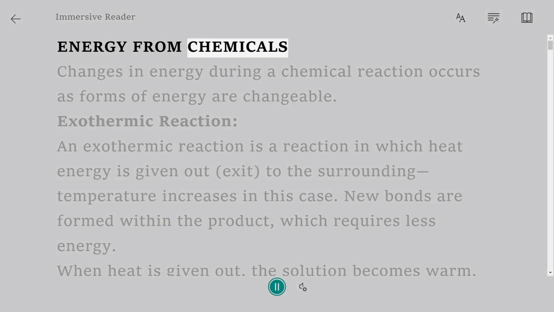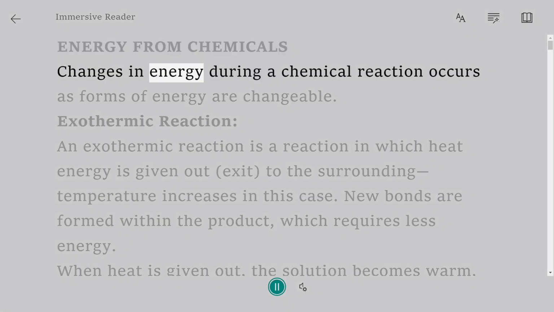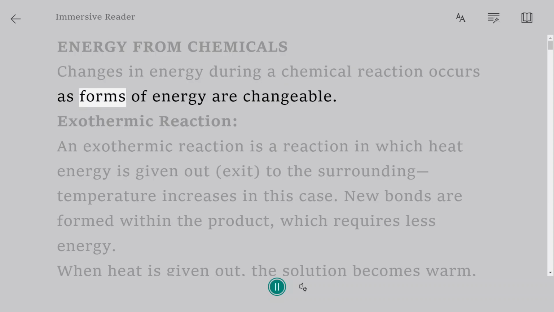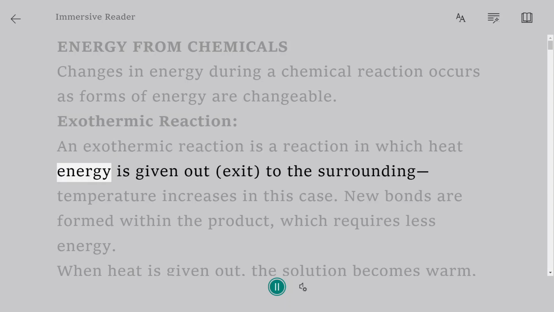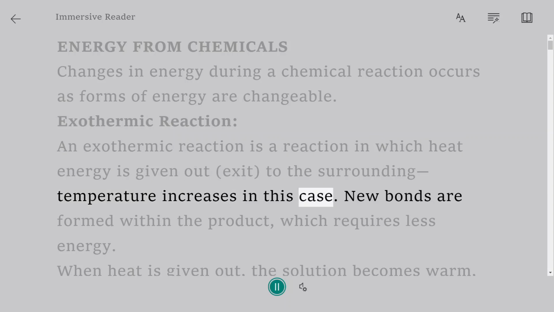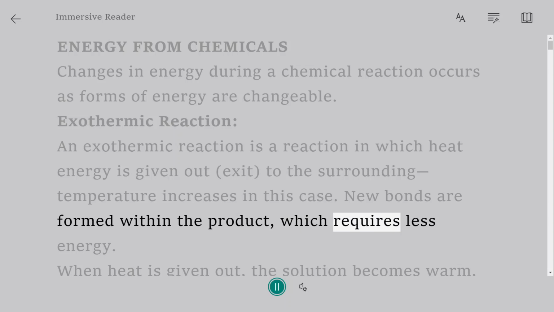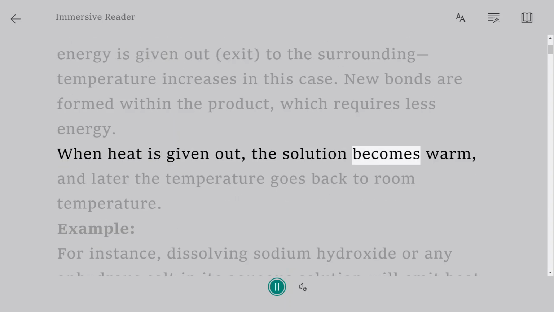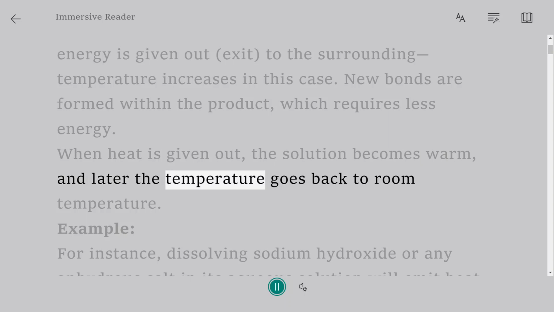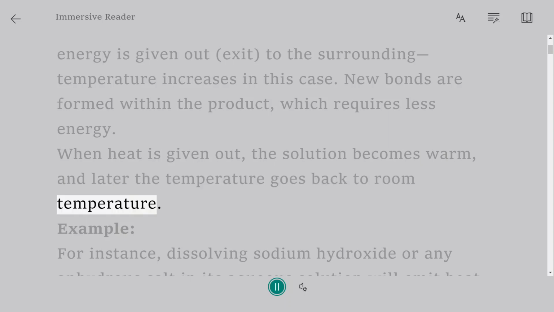Energy from chemicals. Changes in energy during a chemical reaction occur as forms of energy are changeable. Exothermic reaction. An exothermic reaction is a reaction in which heat energy is given out, exits, to the surrounding. Temperature increases in this case. New bonds are formed within the product, which requires less energy. When heat is given out, the solution becomes warm, and later the temperature goes back to room temperature.